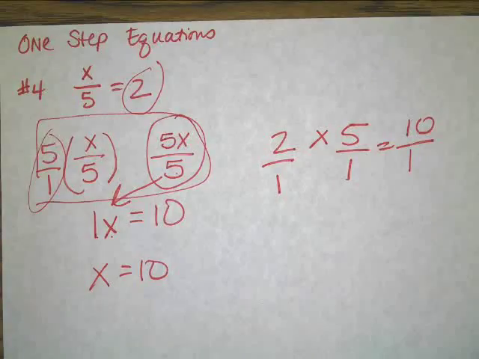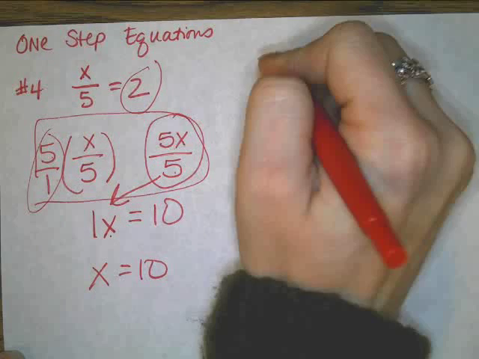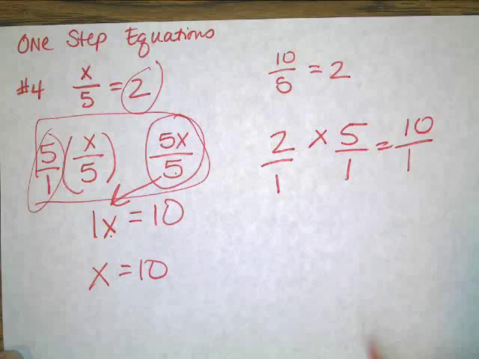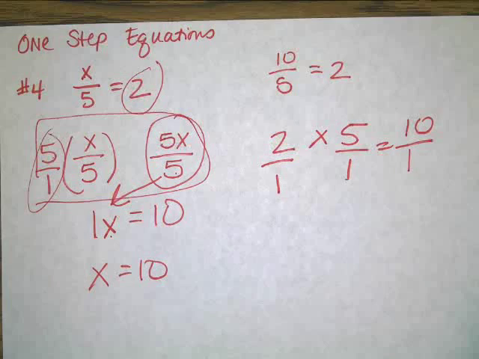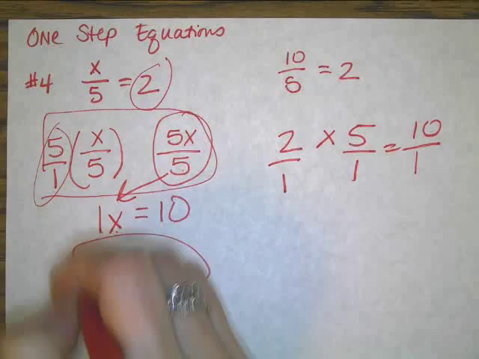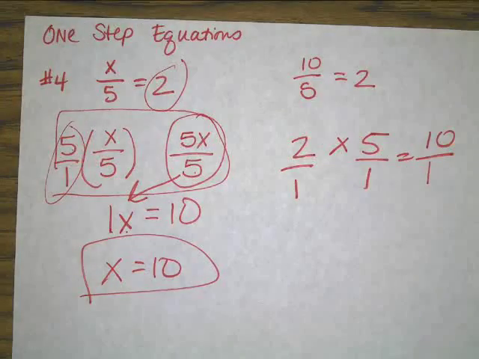Cameron, how do I check it? Don't do your steps backwards. Just take your answer that you got and put it into the equation. So isn't 10 divided by 5 equal to 2? So we know we got it right. We can circle it. Questions on one-step equations? None? We're good?